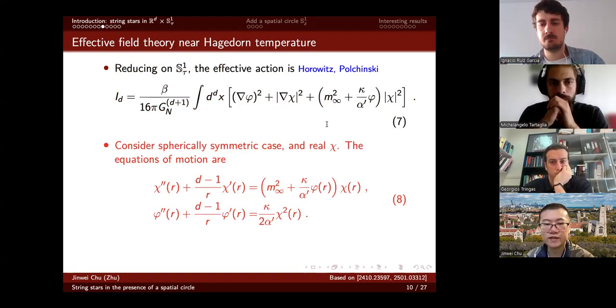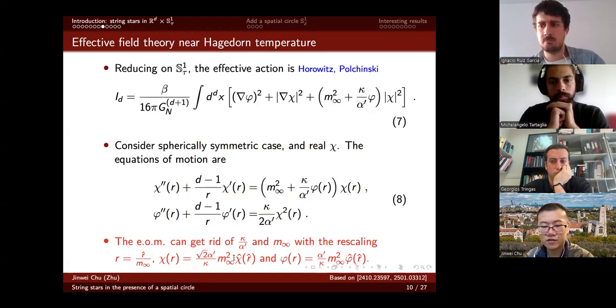So I want to solve this effective action. I want to consider the simplest case, which is just a spherically symmetric case, which is an analog of the Schwarzschild black hole, which is also spherically symmetric. And I also want to consider real chi. In this situation, I can write down the equations of motion as follows, these two equations. And these equations of motion possess a scaling symmetry, which allows us to get rid of dimensions for parameters like alpha prime and m infinity.